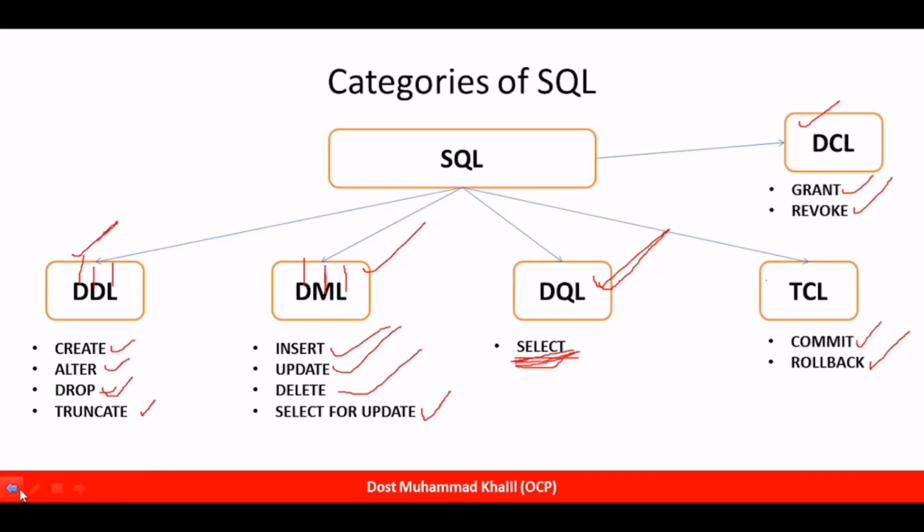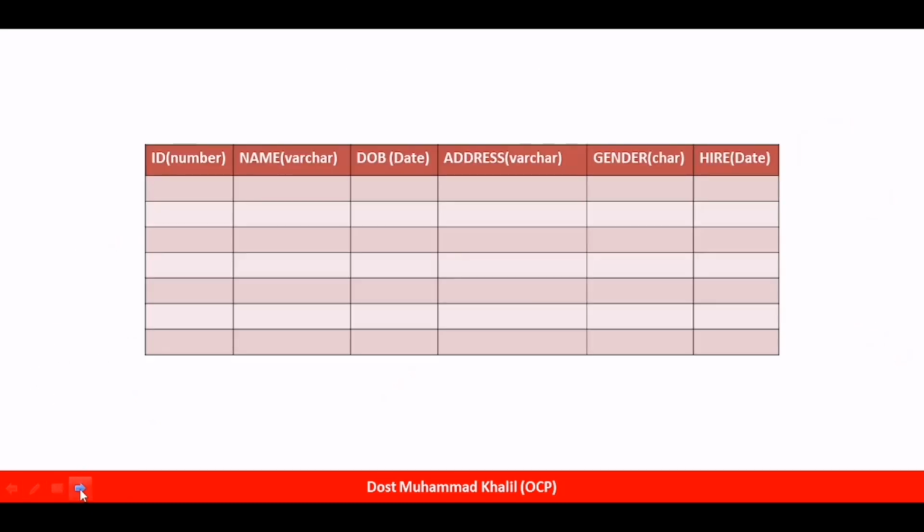Now there are some examples of DDL. For example, I have created this table, and I will obviously create it with the help of DDL, because it's a structure, it's an object, so I will create it with the help of DDL, data definition language, create. I will create this table with the help of the create command. It's obvious.